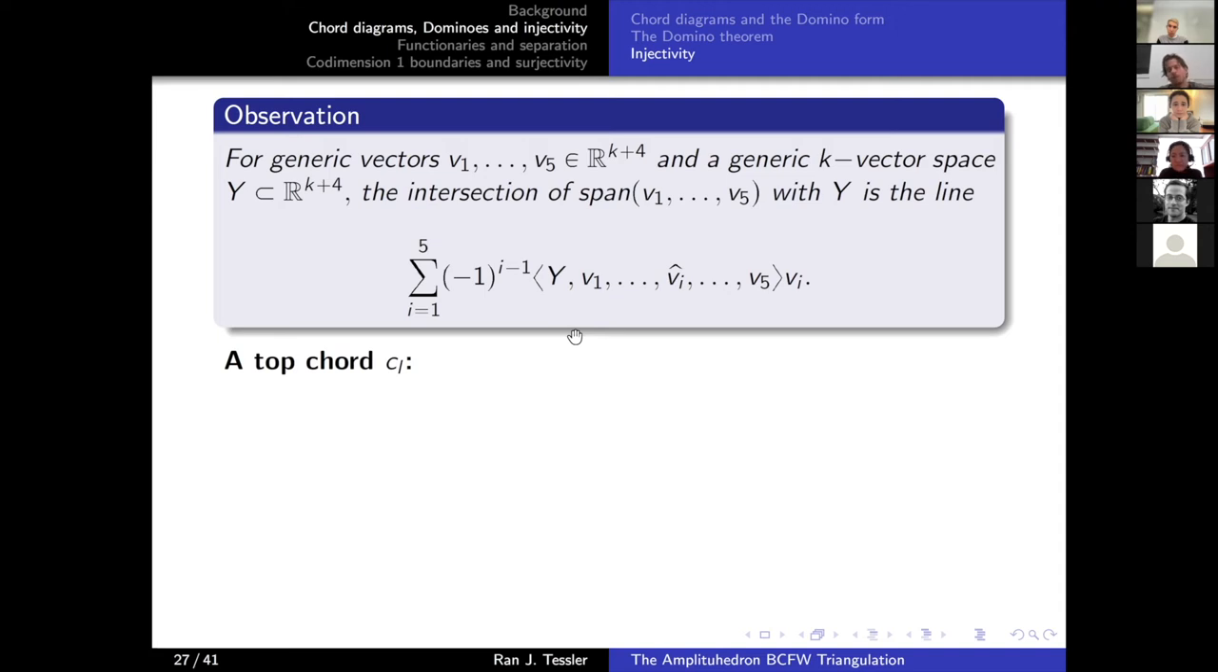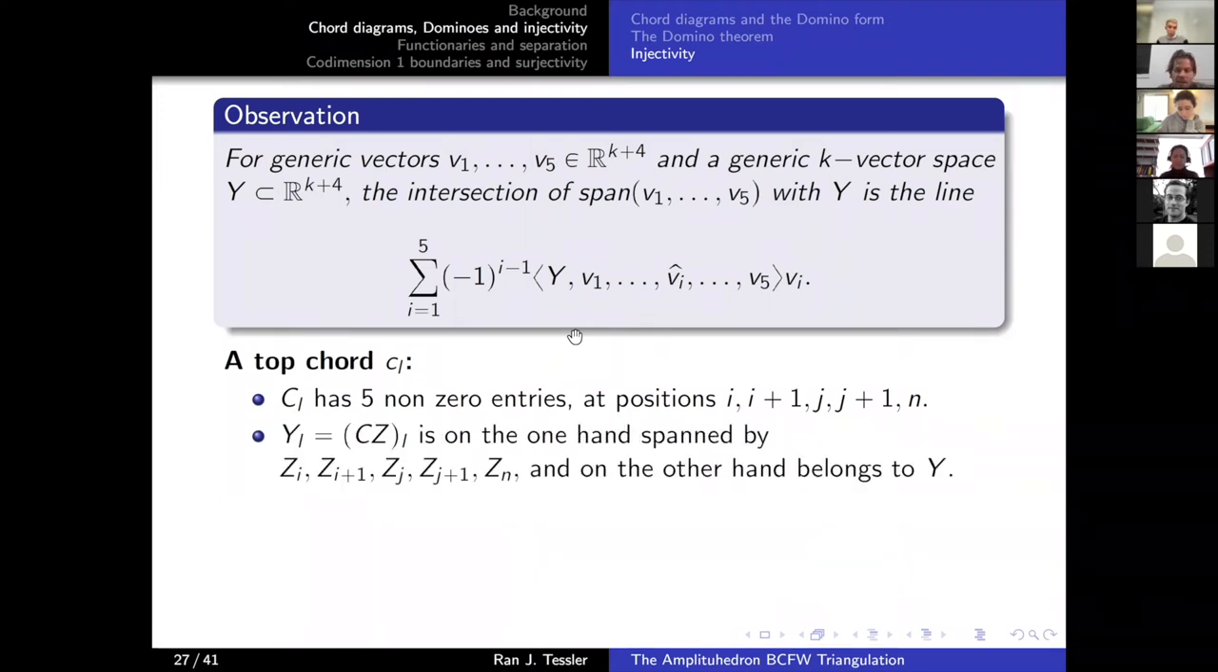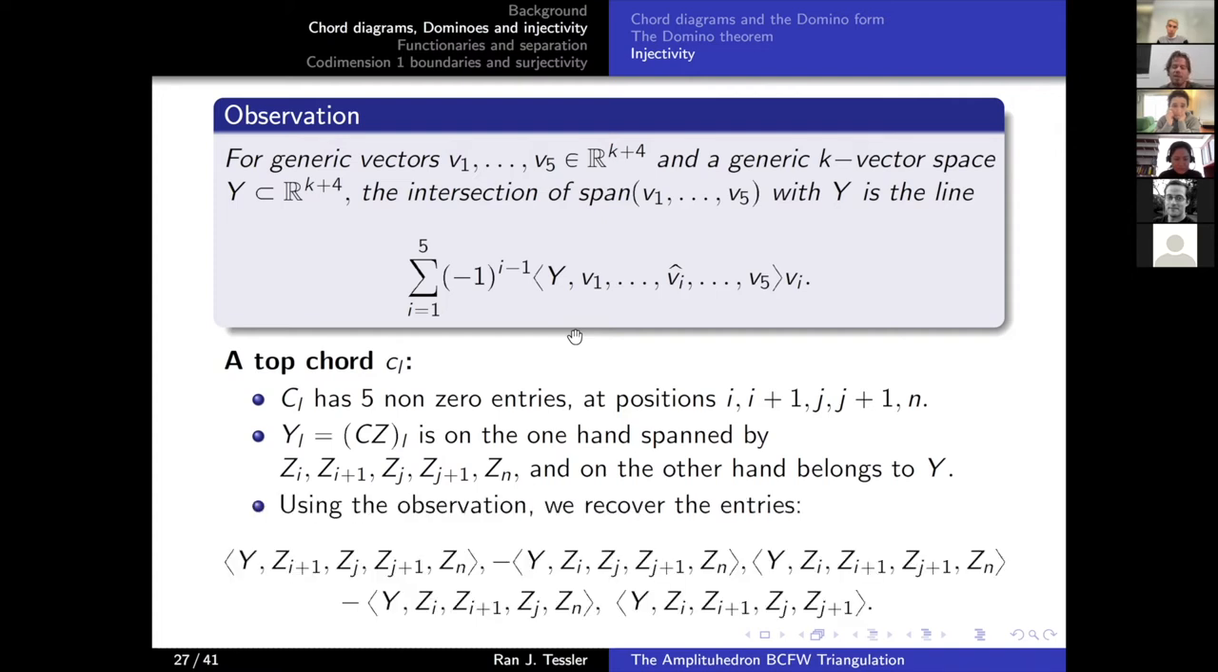Now we will use it to construct each row of the matrix sequentially. So let's start with the top rows. So top rows, they have five non-zero entries at positions i, i+1, j, j+1, and n. So i, i+1 is the tail, j, j+1 is the head, and n. So this means that if Y is C times V, then the row of Y is on the one hand spanned by Vi, Vi+1, Vj, Vj+1, and Vn. But on the other hand, it belongs to the row span of Y. So we can apply the observation and deduce that the entries are precisely these twistors. Okay, so we use the fact that top rows, they have four degrees of freedom.